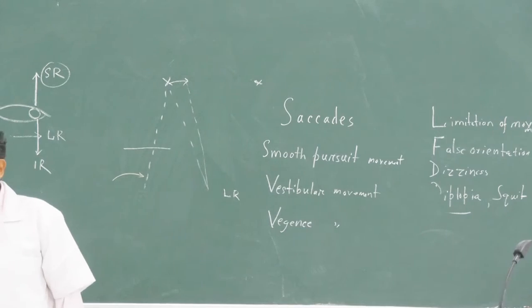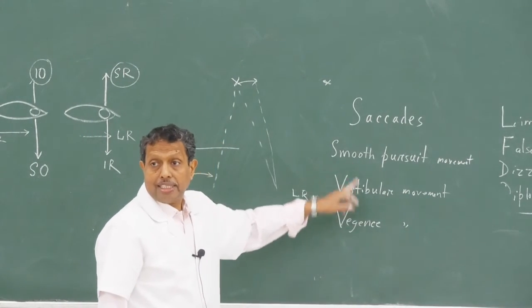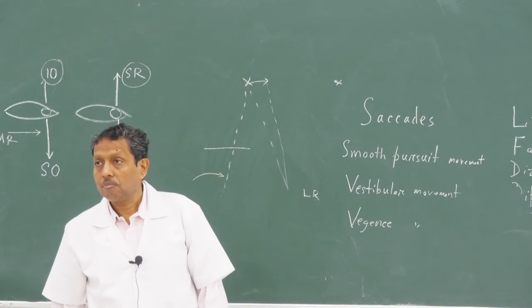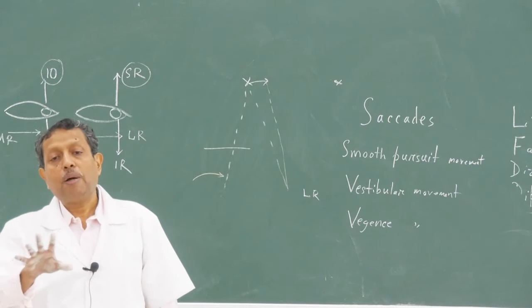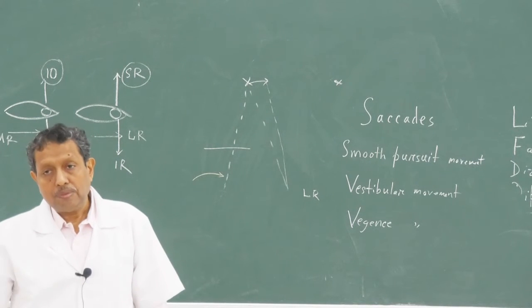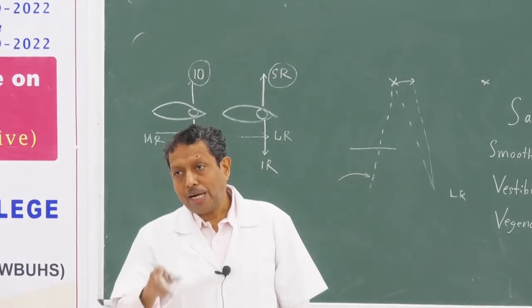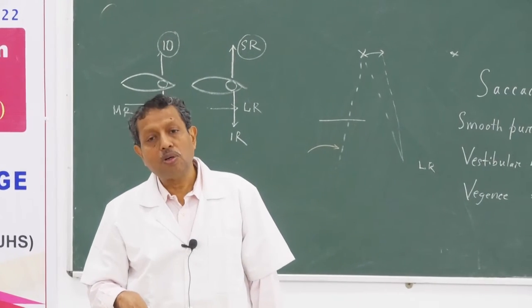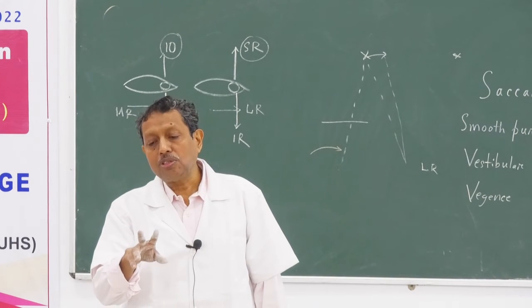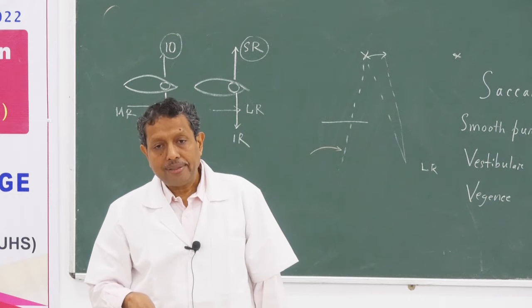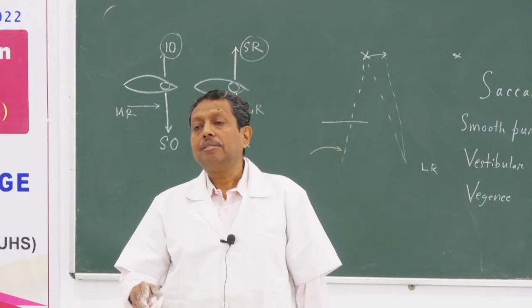Saccades, smooth pursuit movement, vestibular movement, vergence movement: SSVV. These 4 types of movement are seen in the eyeball, and they have different neural pathway systems, but ultimately they utilize the lower motor neurons, and their movements are done by different systems. What is a saccade? That is the rapid movement.